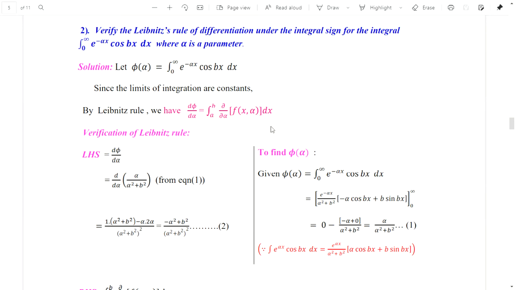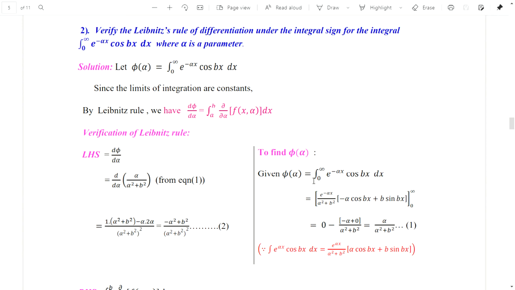This is the Leibniz rule, and the problem is given as verify. That's why we have to prove LHS is equal to RHS. So first let us find what the LHS value is. LHS is d phi by d alpha, that is d by d alpha of this function. So first let us evaluate this integral, which I have done on the right side.